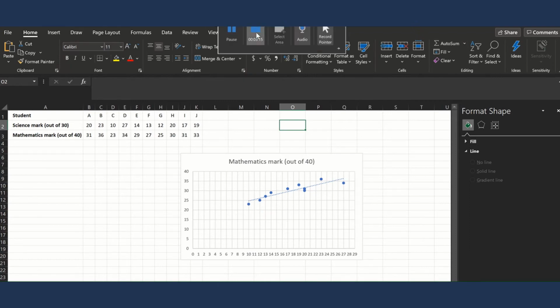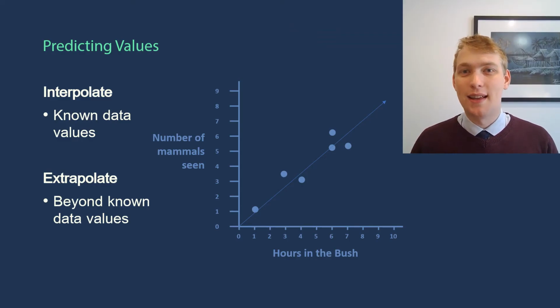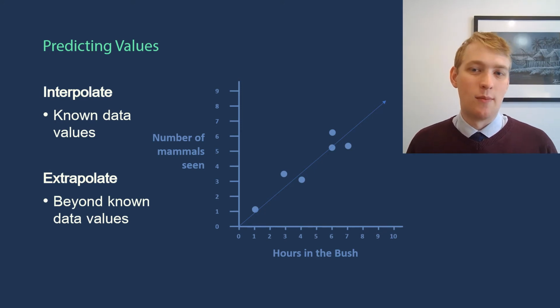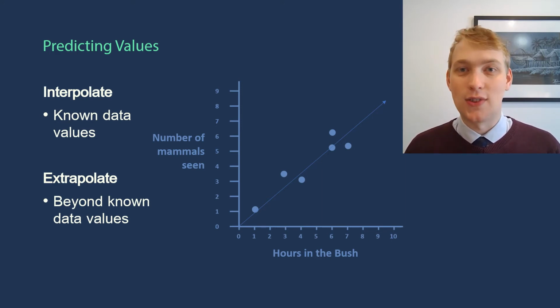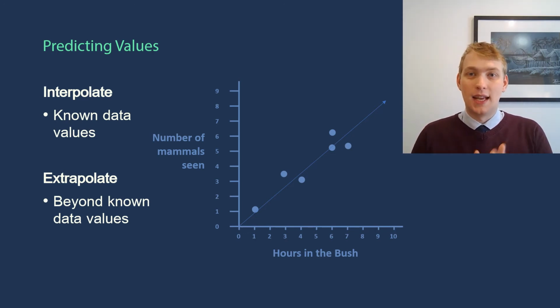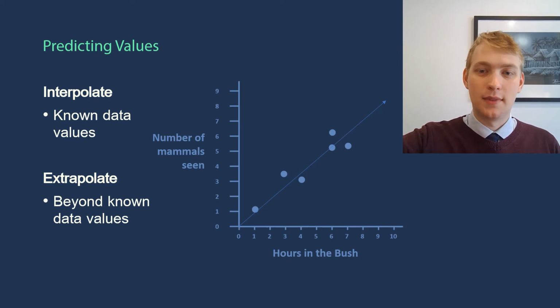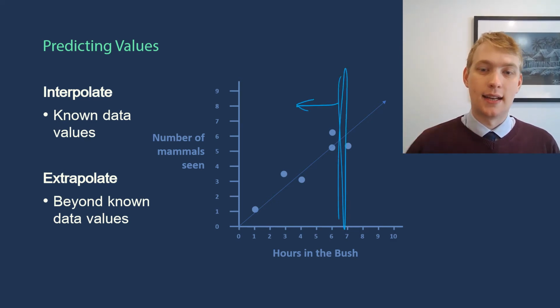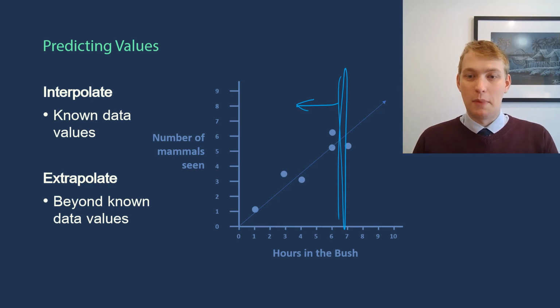So now that we've looked at how we can make a line of best fit on Excel, we're going to look at how we can use that to predict different values. There's two terms we want to know here: interpolate and extrapolate. So interpolating is where we're taking an area we have values for. So you can see here, that's the area on this side. We have values up to about 7 and a bit hours in the bush.